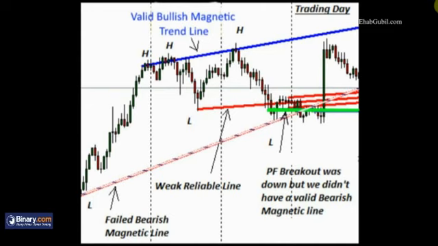As in this example, we have a magnetic PF with a weak reliable line. The direction of the magnetic PF breakout was down, but we did not find a valid bearish magnetic trend line. But we found a valid bullish one, so we could place a long trade.